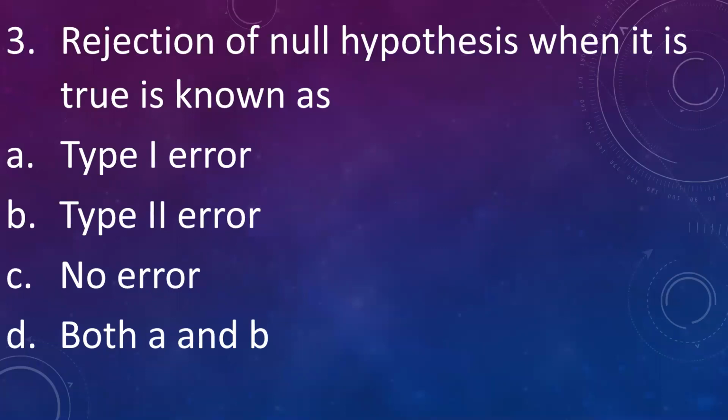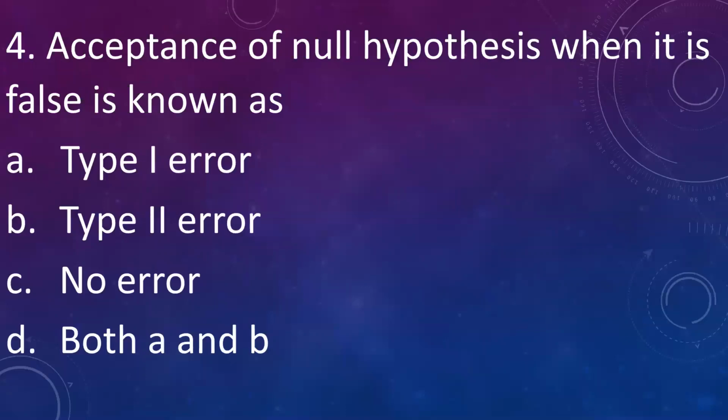Then rejection of null hypothesis when it is true is known as A, type 1 error, B, type 2 error, C, no error, D, both A and B. Answer is type 1 error. When we reject null hypothesis, that is H naught, when it is true, it is called as type 1 error.